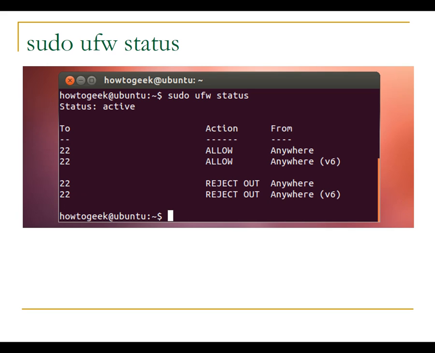Once the firewall has been started by the sudo command, later on we can see the status of the firewall by firing sudo ufw status. It shows the status of the firewall which is running inside the system, and you can observe the screen which is right now in front of your eyes.